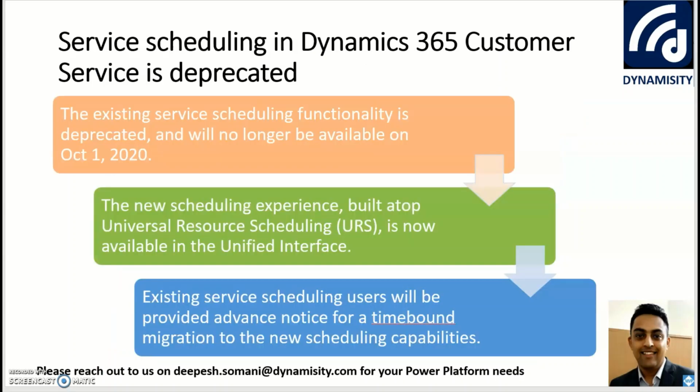Service scheduling in Dynamics 365 customer service is deprecated and it will no longer be available from October 1st, 2020. Where do I need to port? I need to go to the new scheduling experience, which is built on top of URS or Universal Resource Scheduling, which is available in the Unified Interface or Unified Client Interface. Existing users will need to be provided advance notice for a migration to this new scheduling capability. So if you are using traditional service scheduling, you need to now move to the Unified Client Interface one, which is enabled on top of the URS functionality.